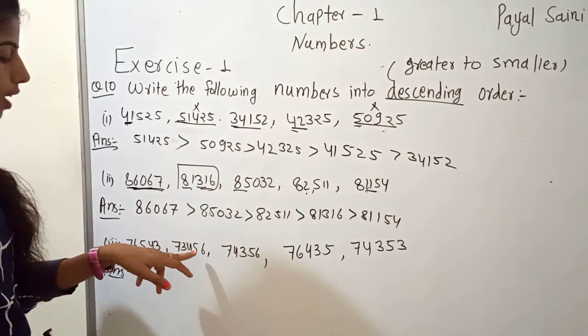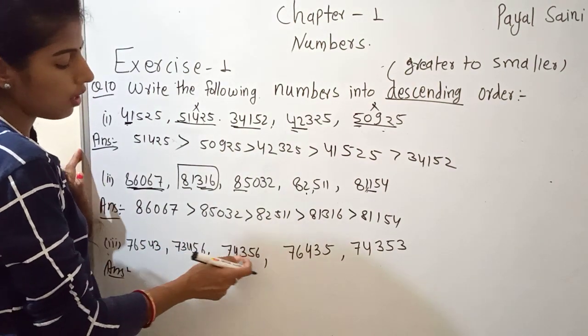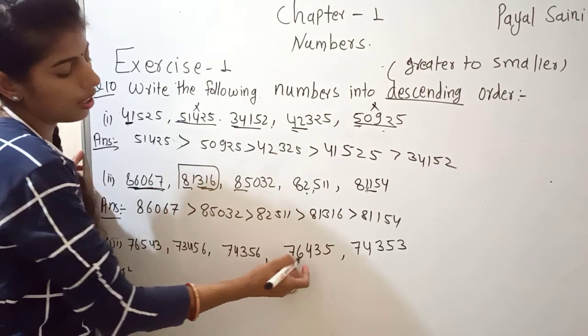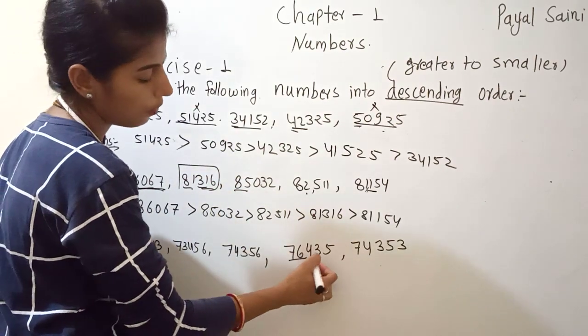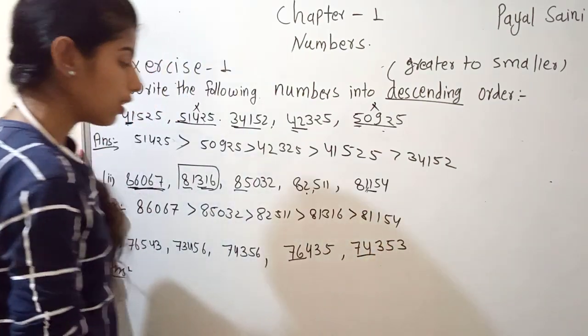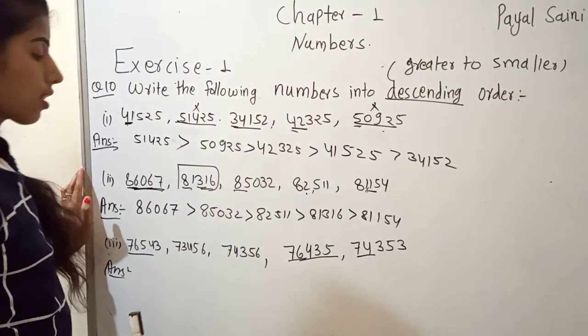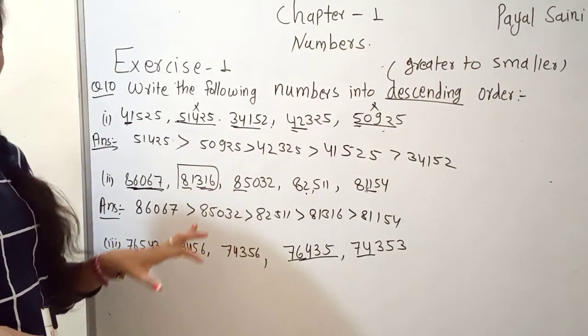76,543, 73,456. The next number is 74,356. Here is also 76,435. The next is 74,353. When we see here there is also 76 and 76. In this question 76 is the greatest number.